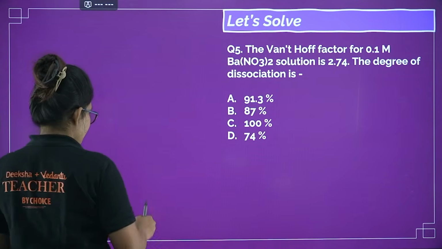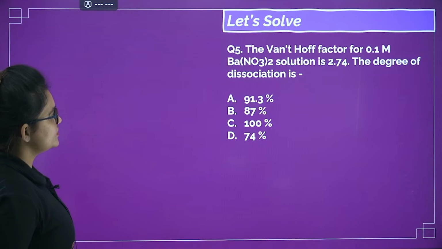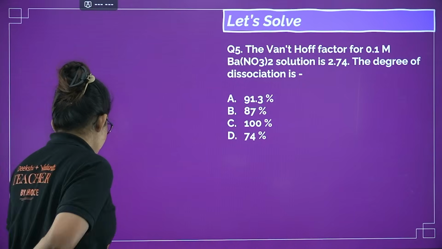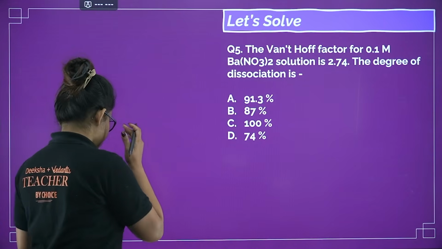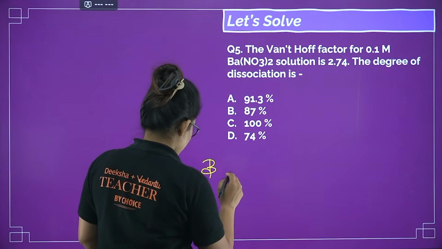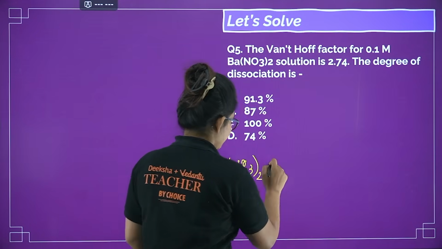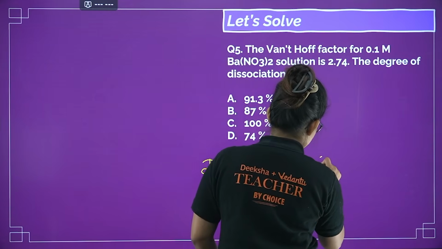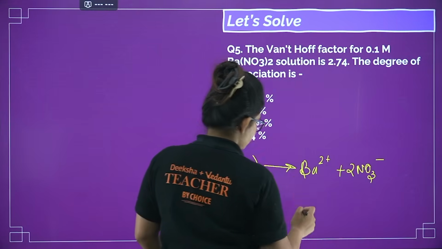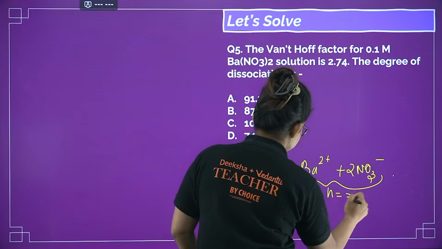So here the Van't Hoff factor for 0.1 molar barium nitrate solution is 2.74. So you have to find out the degree of dissociation. Okay, it's an easy one. Directly we can apply the formula. So barium nitrate, Ba(NO3)2, let me just find out the value of n at first. It will definitely dissociate to give you Ba2+ and 2NO3-. So how many particles? I am getting 2 plus 1, 3 particles. So n is going to be 3.